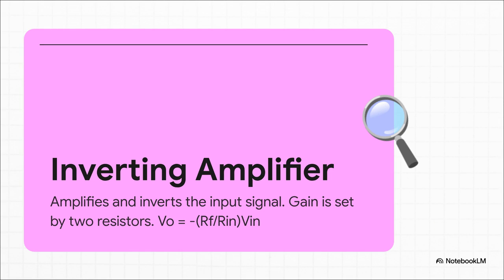Remember that crazy infinite gain we just talked about? How in the world do you control something like that? Well, it turns out all you need are two simple resistors. The ratio between the feedback resistor, RF, and the input resistor, RIN, lets you dial in the exact amount of amplification you need. It's predictable, it's stable, and it's incredibly powerful.